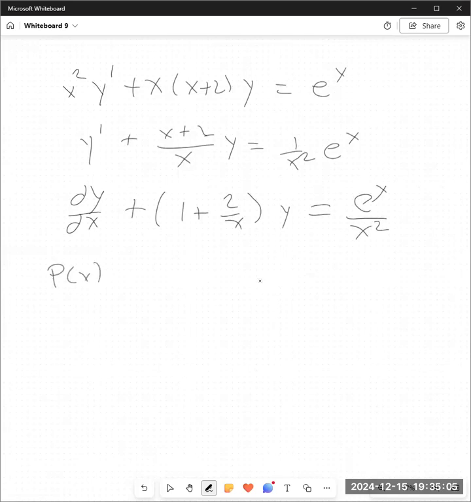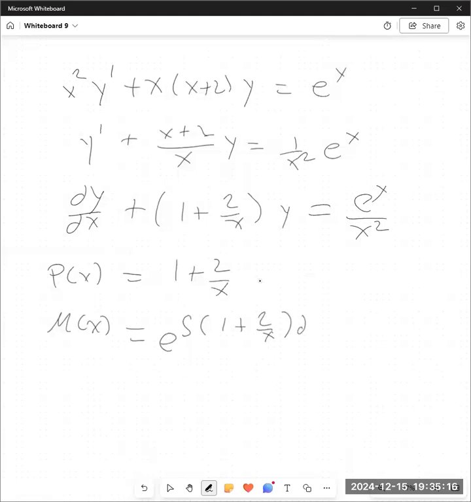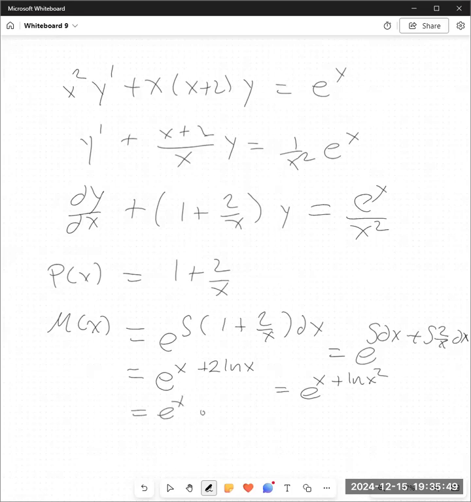So my p of x is equal to 1 plus 2 over x. My mu of x is equal to e to the integral of 1 plus 2 over x dx, equal to e to the integral of dx plus the integral of 2 over x dx. So that is equal to e to the x plus 2 ln of x, which is e to the x plus ln of x squared. So that equals e to the x times e to the ln of x squared, which is x squared e to the x for my integrating factor.